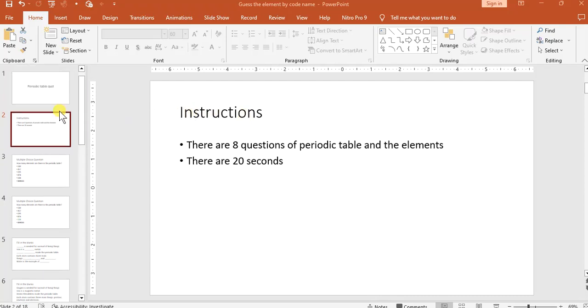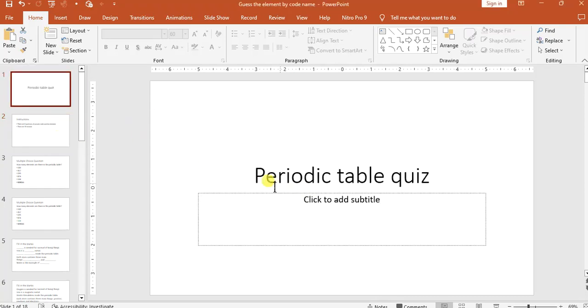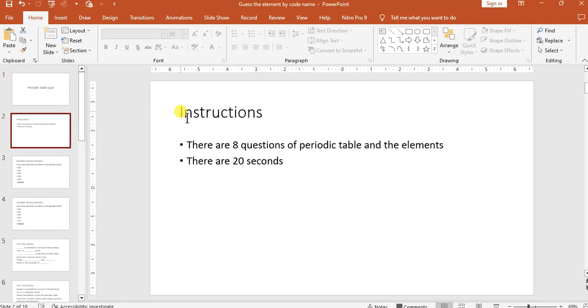Hello guys. So this is the periodic table quiz and the instructions are there are 8 questions of periodic table and the elements and there are 20 seconds for each question. And I'll also be playing music from my phone and also the apps which are being used are PowerPoint and Google.